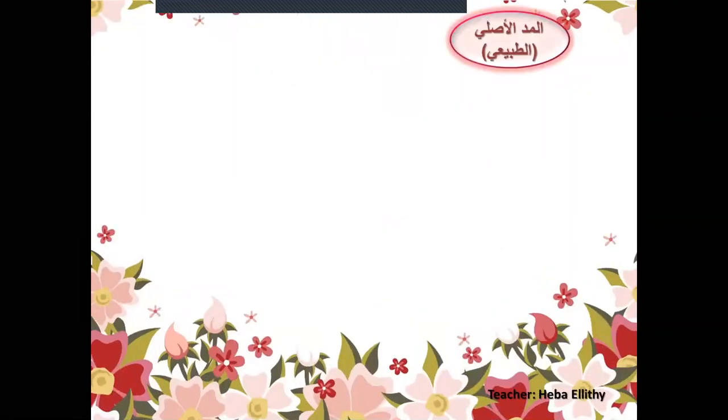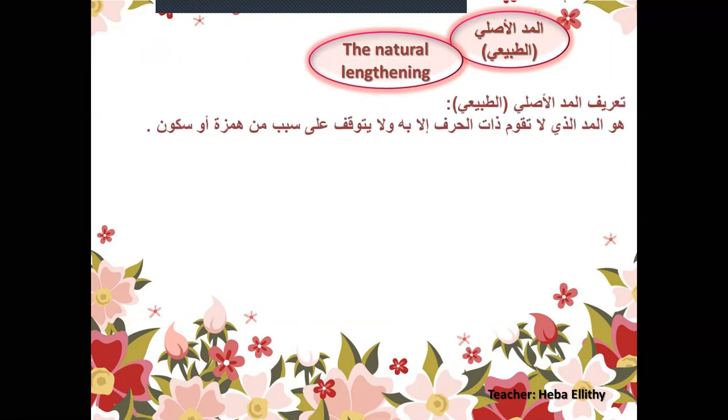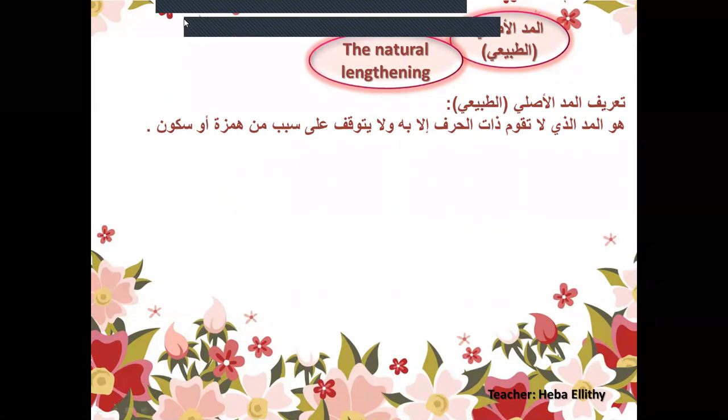المد الأصلي الطبيعي. This is the first main category under the Mudood total, the natural lengthening. تعريف المد الأصلي الطبيعي هو المد الذي لا تقوم ذات الحرف إلا به ولا يتوقف على سبب من همزة أو سكون. What does this mean? Before I give you the definition in English, let me explain this point so it will be easier for you when you see the English definition. المد الذي لا تقوم ذات الحرف إلا به.